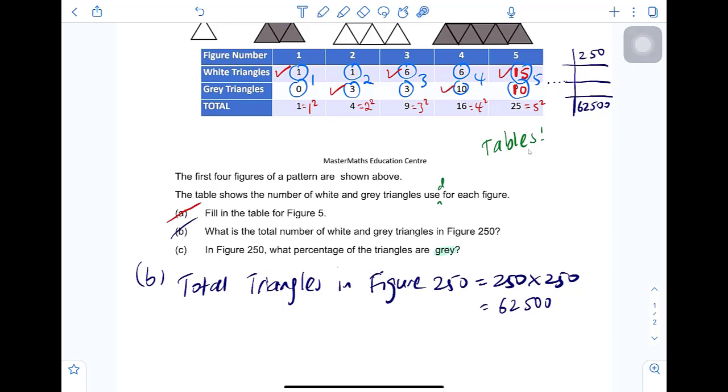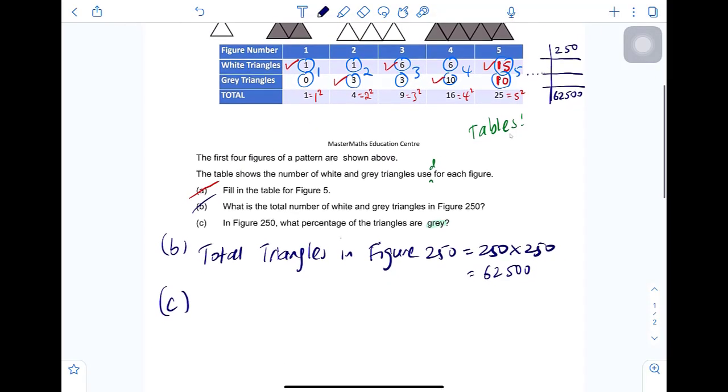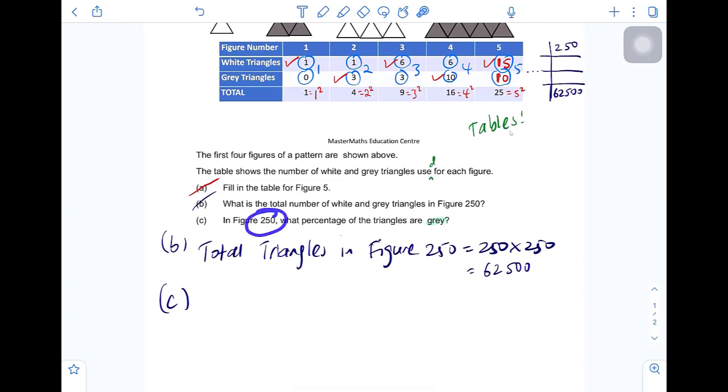So if you observe, if your figure number is odd, the white triangles will always be more. If your figure number is an even figure, the grey triangles will be more. More by how much? More by your figure number exactly. So in part C, we know that in figure 250, 250 is an odd number. Sorry, let me correct that. 250 is an even number, which means there will be more grey triangles than white triangles.